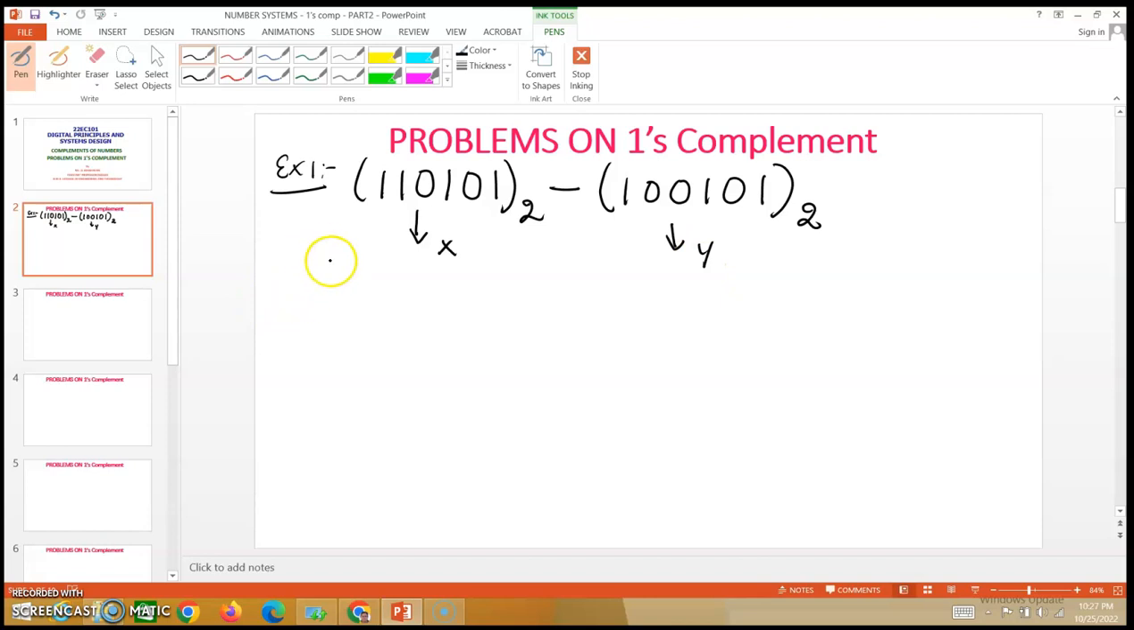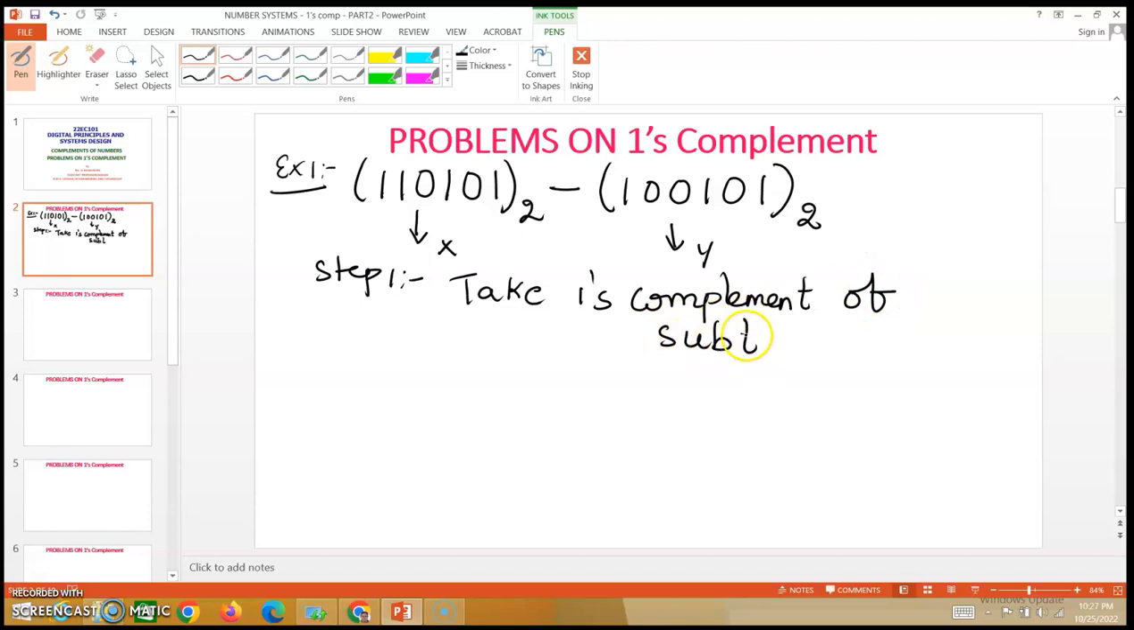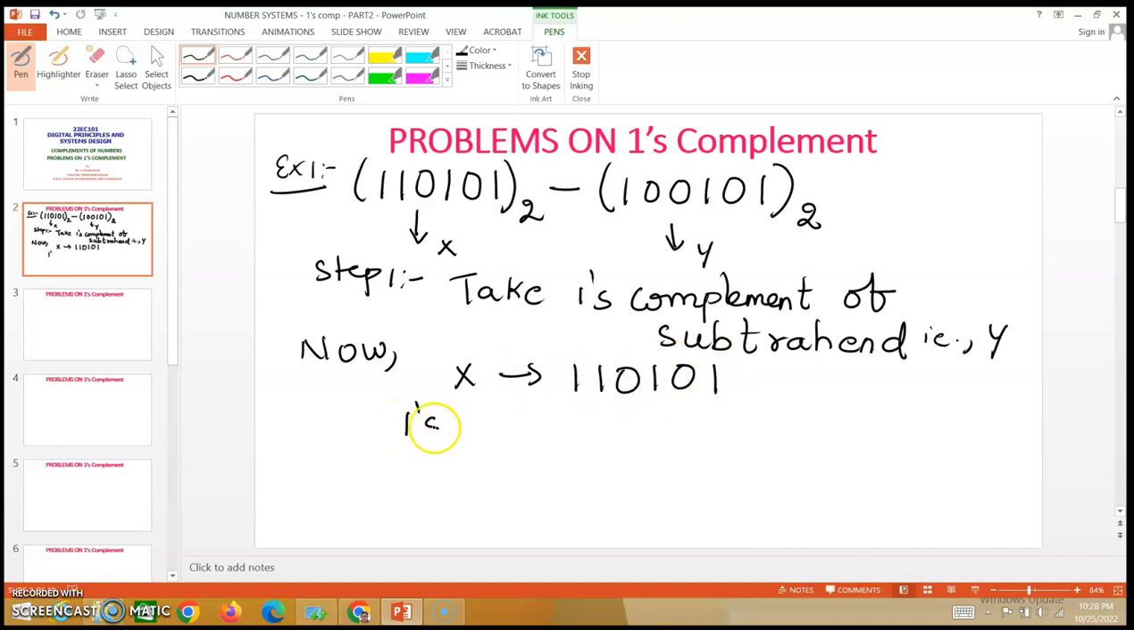Now step 1 is to take the 1's complement of the subtrahend. The subtrahend is the second number, that means y. Let x be 1 1 0 1 0 1. Now the 1's complement of y, that means the subtrahend, is 0 1 1 0 1 0.